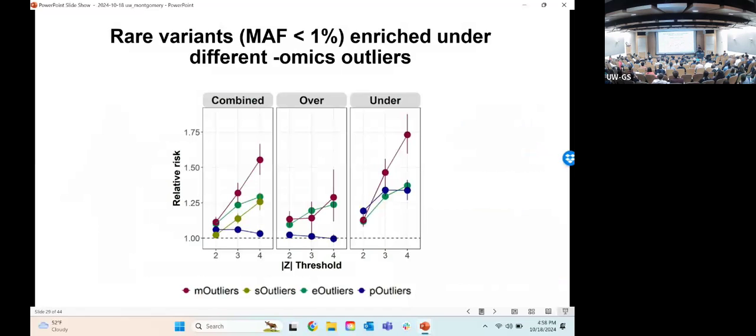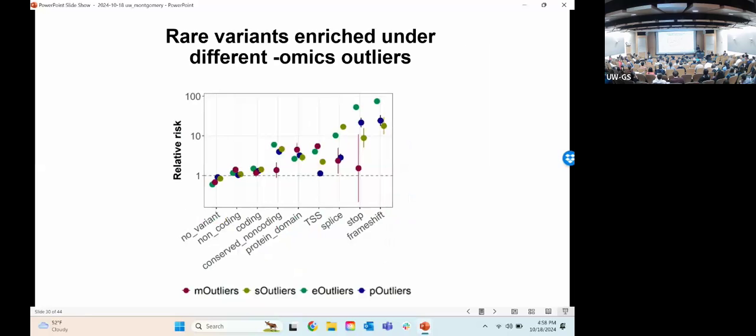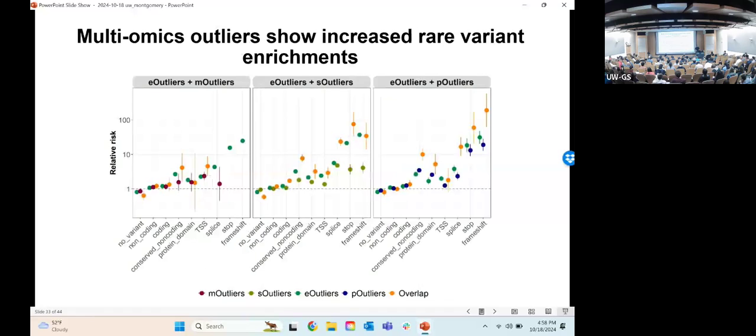So we can do the same thing we did before. We can stratify the magnitude of the outlier effects for methylation outliers, splicing, expression, and protein. And we see that, again, there are rare variant enrichments conditioned on these different outlier thresholds. We can also see different categories of variants are enriched again in all these different omes. This shows splice, stop, frameshift, TSS, the same kind of thing that I showed you earlier. But what's interesting is that we can start combining these pieces of data together.